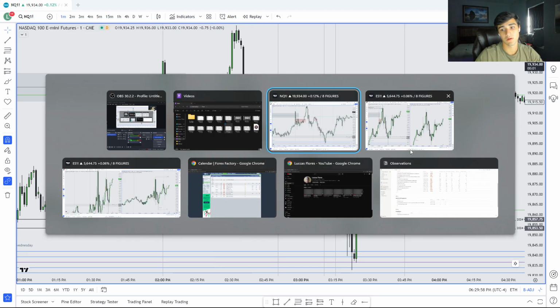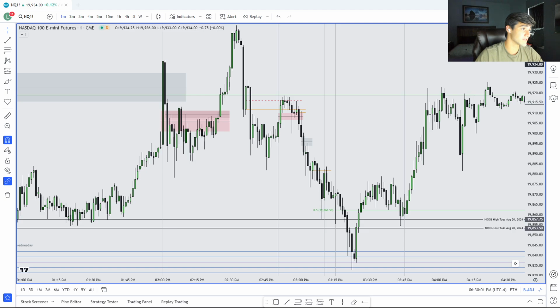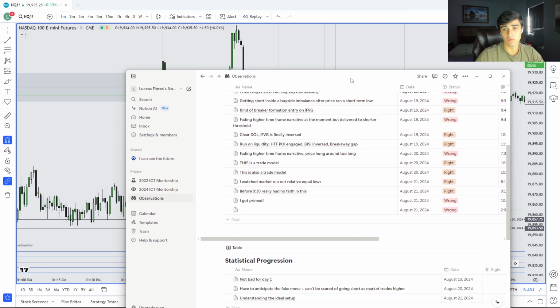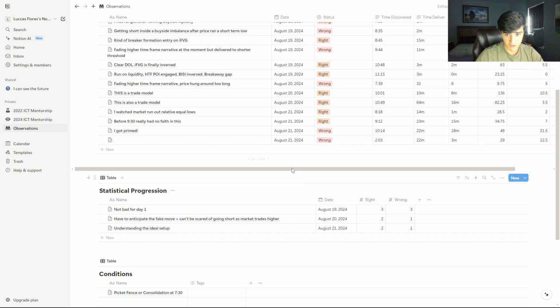So let's get a little update on today's observations. What do we have? Okay. So today I had two observations right and two observations wrong. And today there was a red folder event in the PM session, so I was able to get an observation in the PM session, and I ended up getting one wrong. But that gave me a huge insight into what I need to see to actually frame a trade setup.